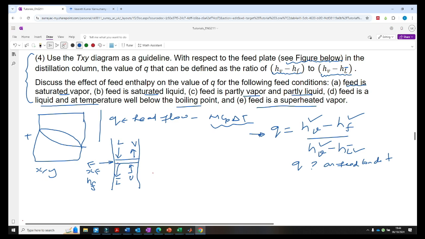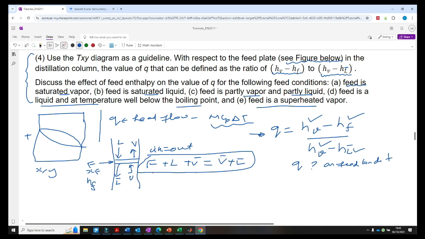So let's perform a mass balance over the feed plate. The mass balance is very easy, am I right? In is equal to out. So what's in? F is in, plus L, the liquid that enters the feed plate, and then plus the vapor that enters the feed plate. That should be equal to the vapor that leaves the feed plate plus the liquid that leaves the feed plate. Okay, so we are just doing the overall balance, not the component balance.